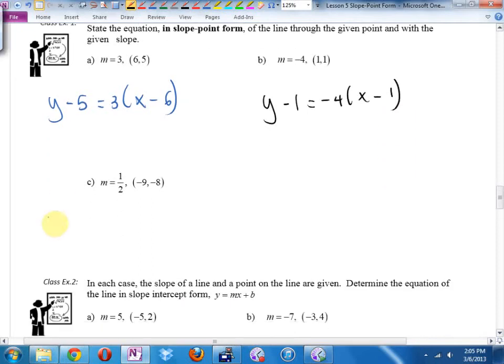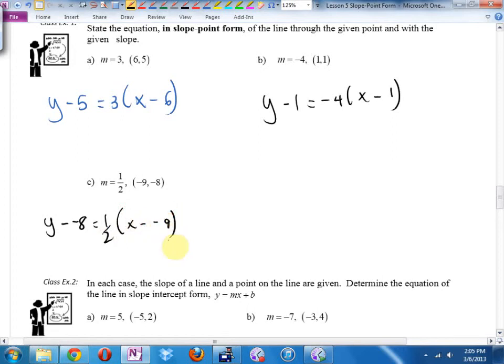C. Y minus what? Careful. You're right and wrong at the same time. Y minus, not the 9, but the negative 8, right? Because y2 equals a half bracket x minus negative 9.